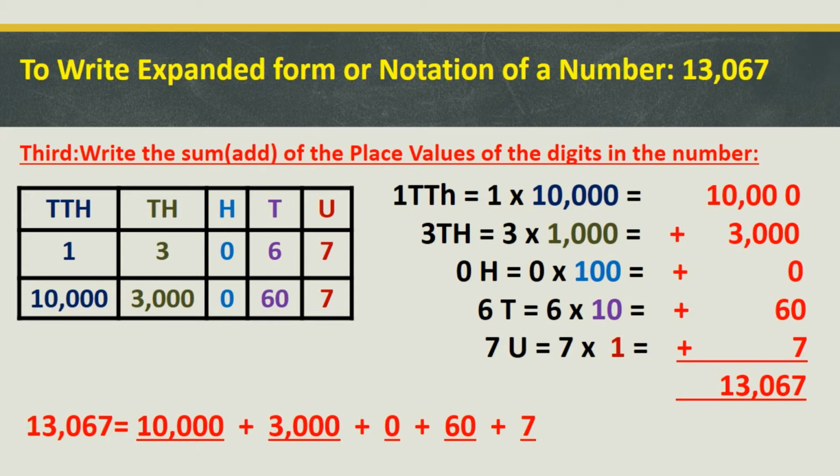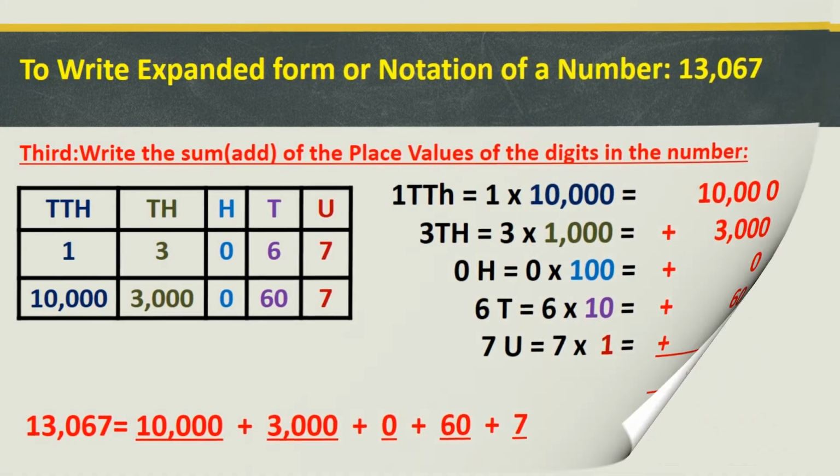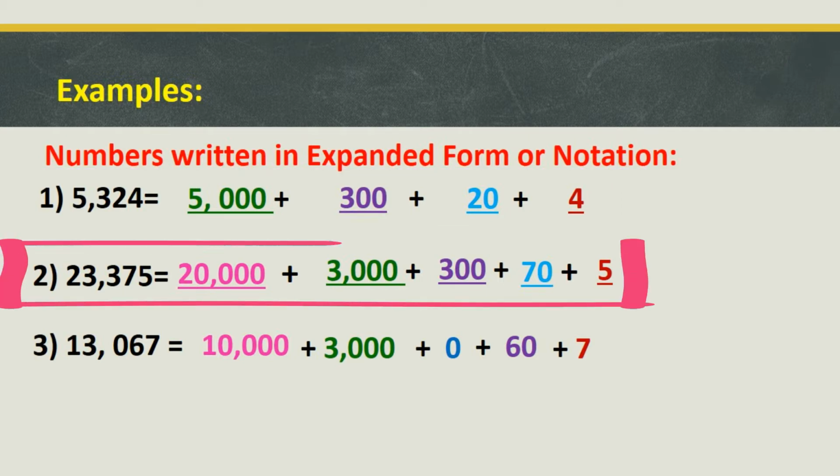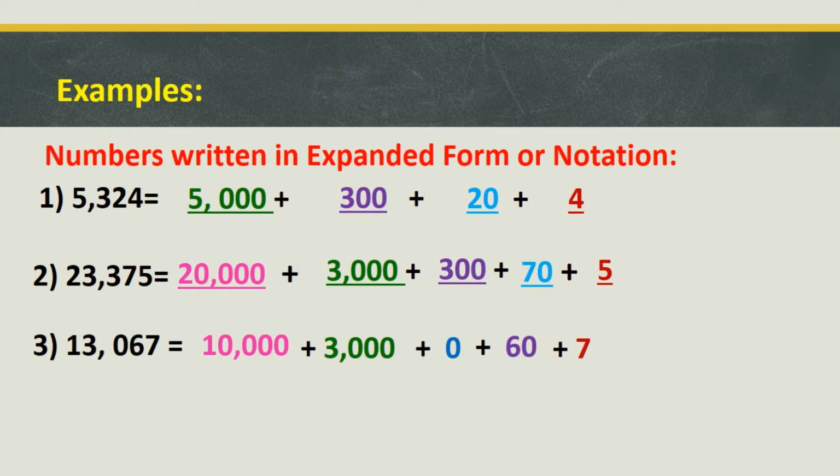13,067, which is 10,000 plus 3,000 plus 0 plus 60 plus 7. You also saw other numbers like 5,324. The expanded notation for this number was 5,000 plus 300 plus 20 plus 4. Another number was 23,375. The expanded notation was 20,000 plus 3,000 plus 300 plus 70 plus 5. You have already seen the expanded notation of this example 13,067.